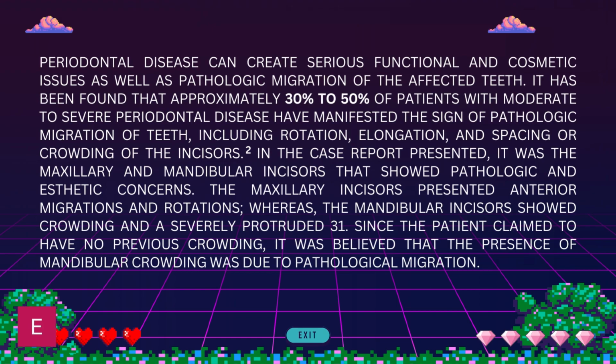Discussion. Periodontal disease can create serious functional and cosmetic issues as well as pathologic migration of the affected teeth. It has been found that approximately 30 to 50% of patients with moderate to severe periodontal disease have manifested the signs of pathologic migration of teeth, including rotation, elongation, and spacing or crowding of the incisors.